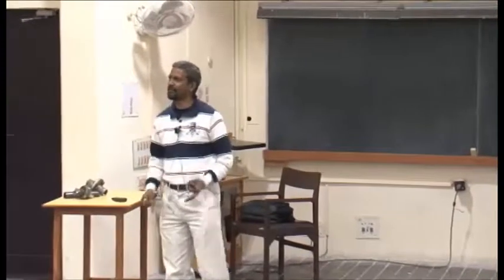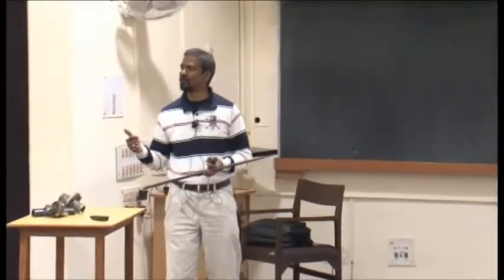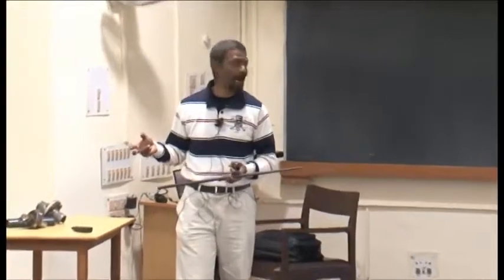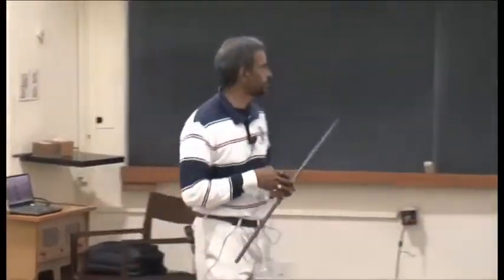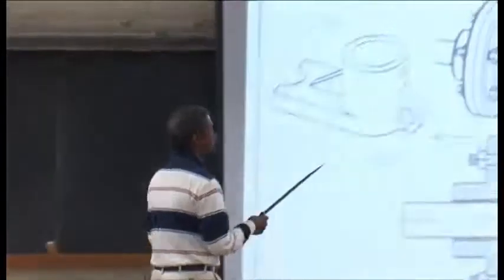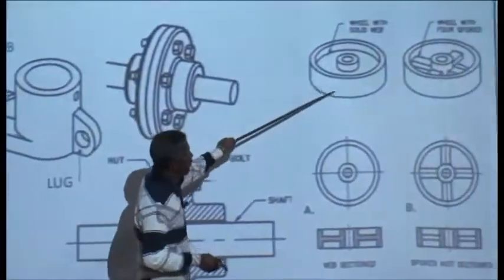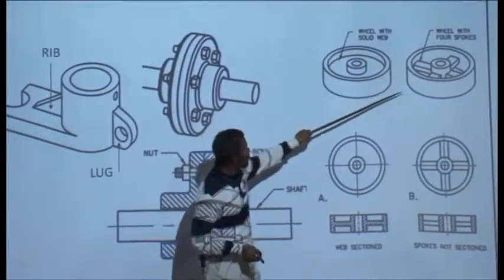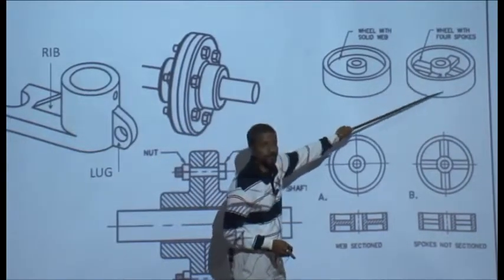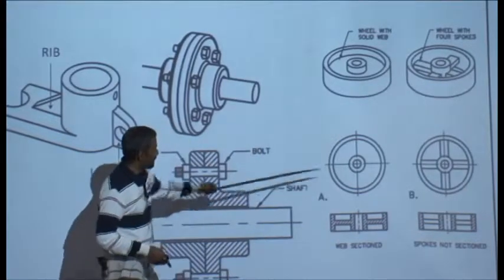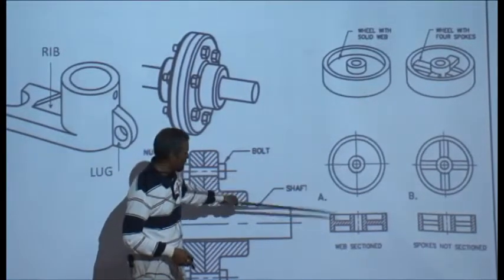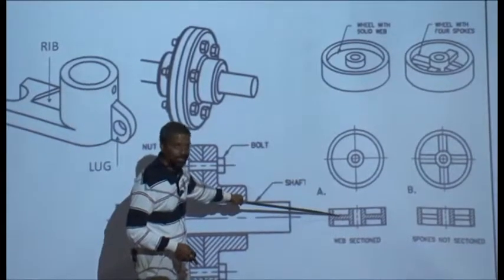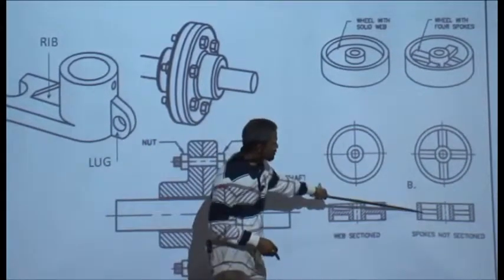Well, by convention, elements which happen to be of supportive nature, elements which happen to be of fastening nature, they are not sectioned, by convention. So, two kinds of pulleys are shown over here. One is a pulley with solid web, and one a pulley with spokes. The one with solid web is sectioned, the web is sectioned, and in this case these spokes are not sectioned.